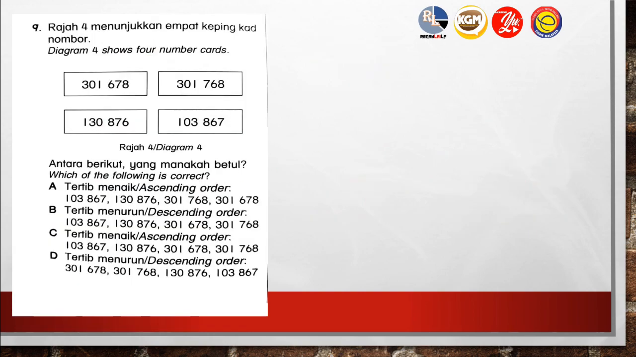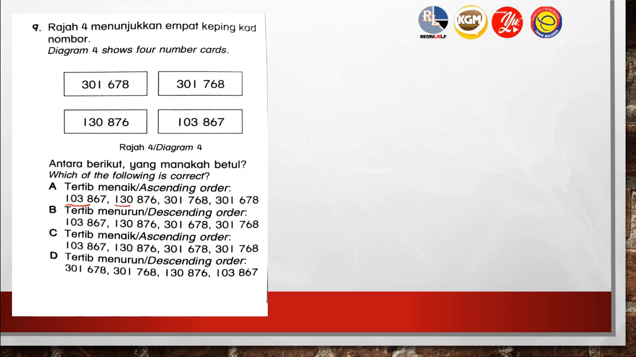Alright, let's look at number 9. Diagram 4 shows 4 number cards. Which of the following is correct? Ascending order is going up. Ascending order going up means that the first number must be the smallest. 103, 130. We look at the first three digits, because it's easier this way when you're doing an objective question. 103, 130, 301.